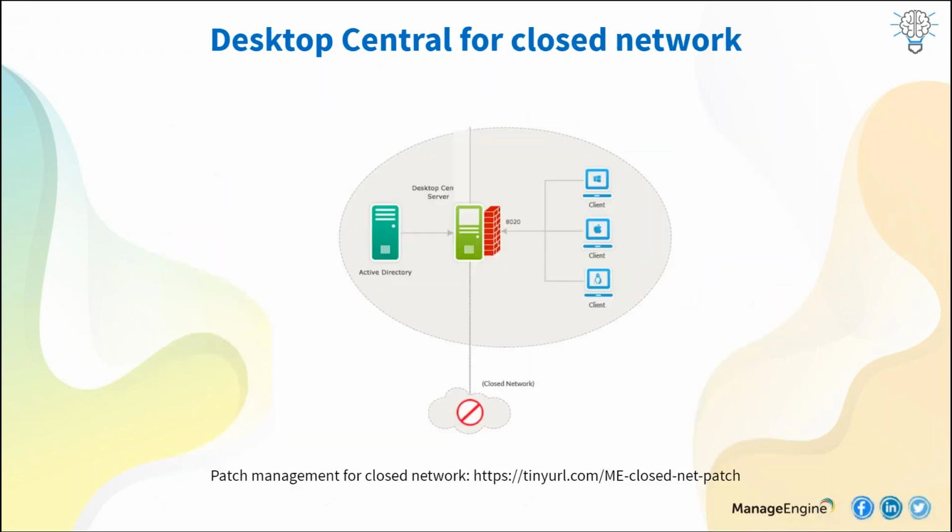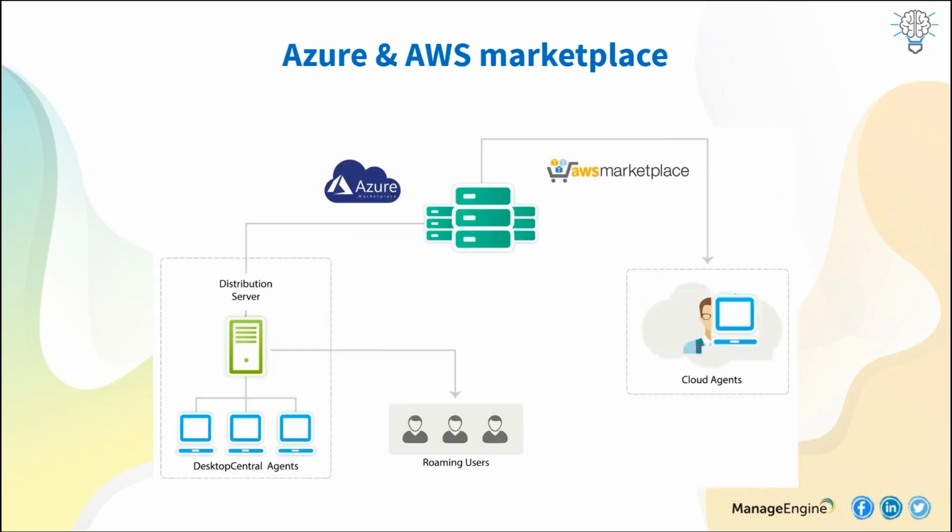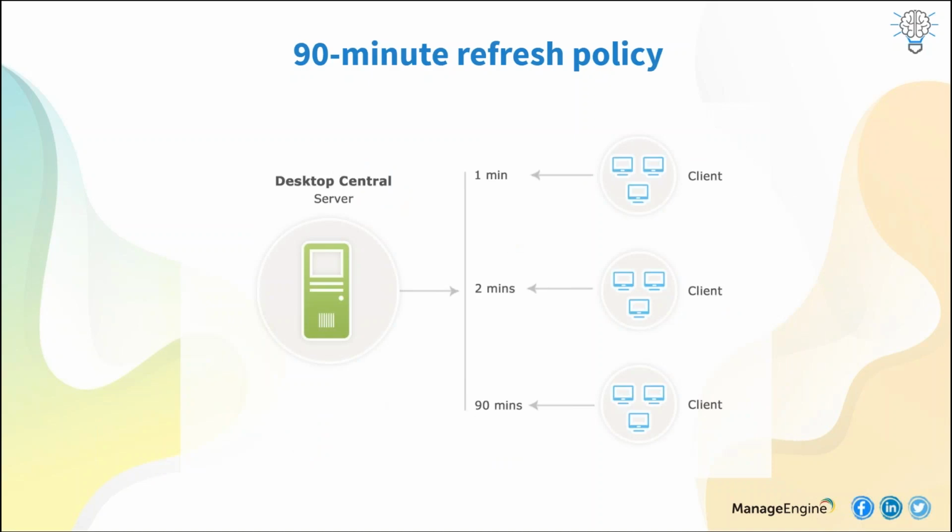A network which does not have connectivity to the internet, or has limited connectivity, is called a closed network. Even if you have a closed network architecture, you can still use Desktop Central to manage your endpoints. Desktop Central is also available in AWS Marketplace and Azure. In case you're looking to host Desktop Central in any one of our cloud servers, you can use AWS or Azure for now. We spoke about how agent-server communication will take place.